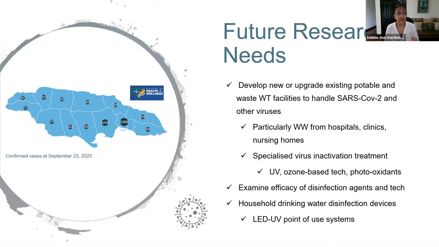There is even, on a different scale, household drinking water disinfection devices. Just like how you have a filter on your pipe, maybe there is potential for development of disinfecting devices that could be attached to or placed in our homes, like a UV point-of-use system. And this is where we can assist in chemistry.